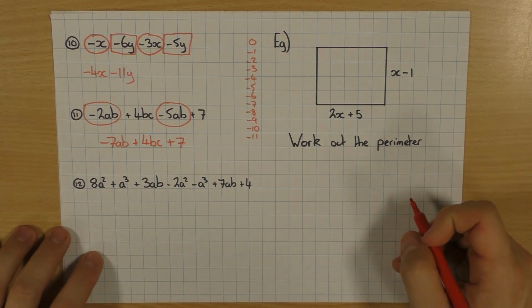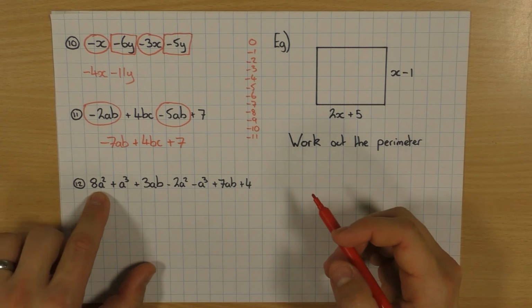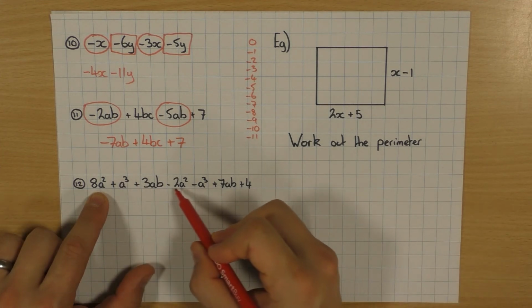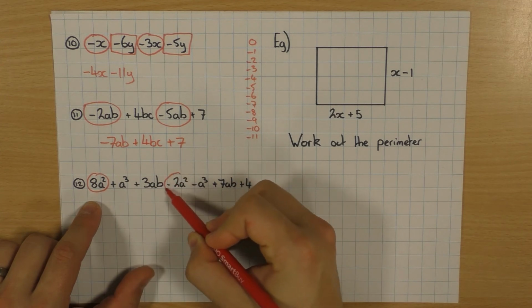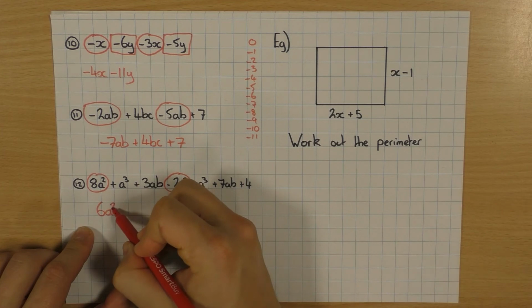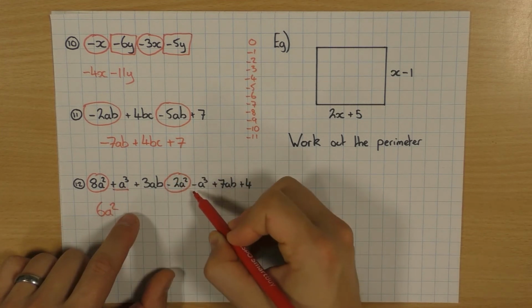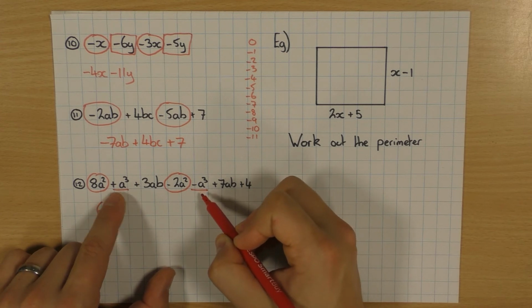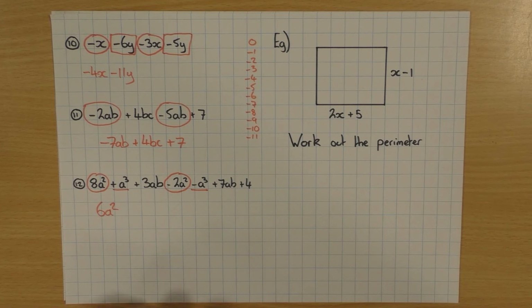And last one, I just put a bit of a beast in here just for a bit of fun. So I've got my a squared. Any other a squareds? Yep, there's one there. So I've got my 8a squared minus 2a squared, which will give me 6a squared. Got an a cubed and a minus a cubed there. So positive a cubed minus a cubed is nothing. They just cancel each other out.